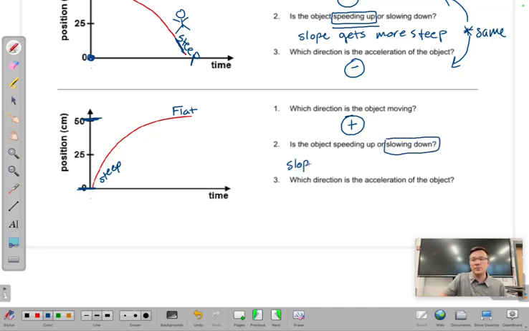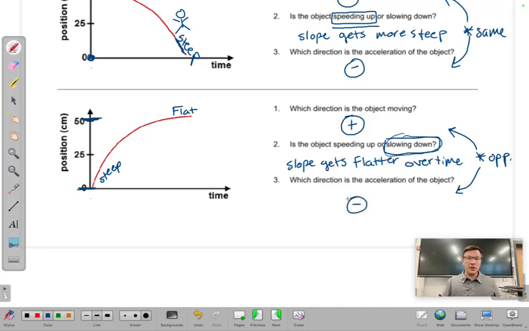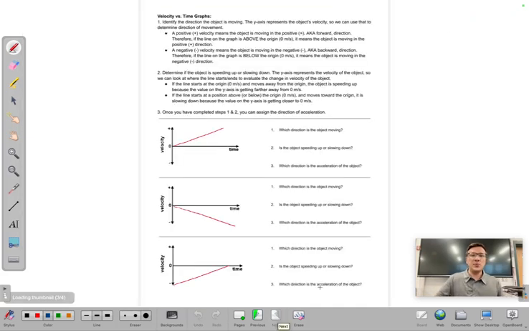So slope gets flatter over time. Okay, and when our answer is slowing down right here, that means that these two answers are not going to match. These are going to be opposites. I'm going to write OPP. Okay, so that means the acceleration here would be negative to slow the object down. Okay, all right, let's move on to our next page.